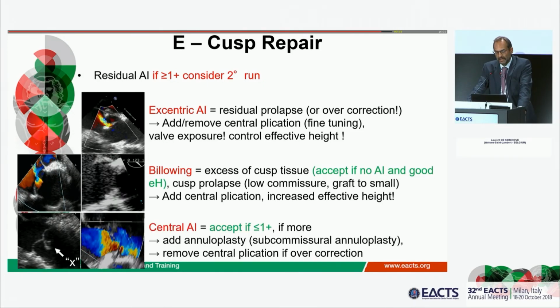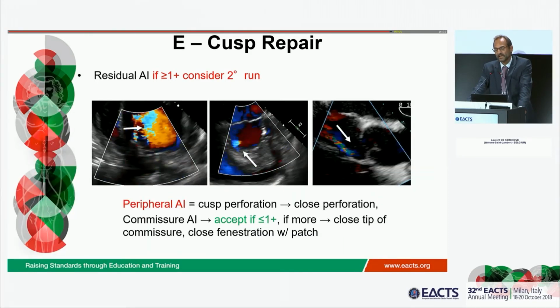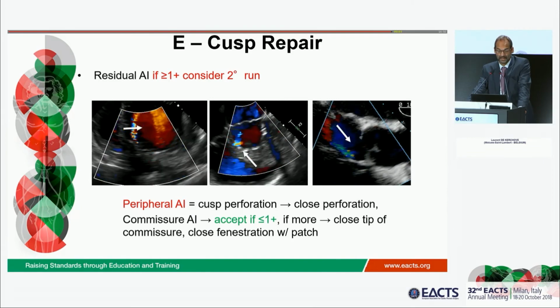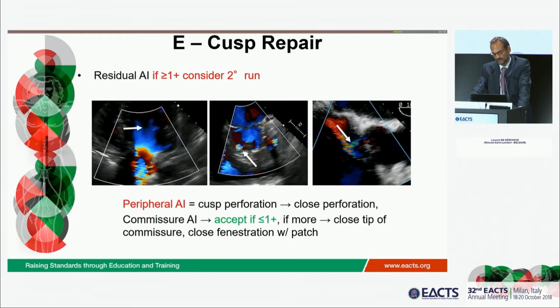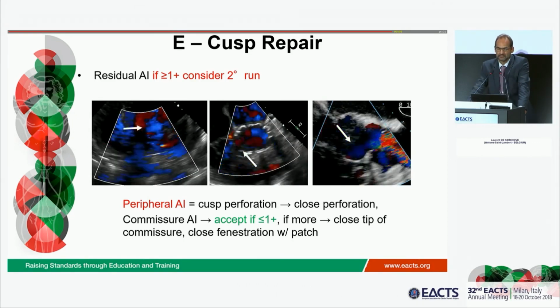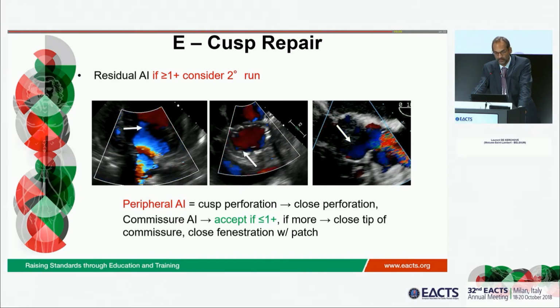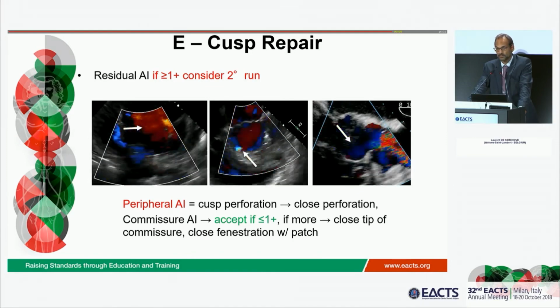Central AI, accept if less than 1 or 1. If more, one option can be to add an annuloplasty; subcommissural annuloplasty inside the valve sparing reimplantation is possible, or remove central plication if you think it is overcorrection. Now, sometimes you have peripheral AI, and that is the sign of a perforation if you have done decalcification or shaving. If it's from a commissure, if it is less than 1, accept it. Otherwise, you can close just the tip of the commissure or close the fenestration, which is responsible, by a patch.